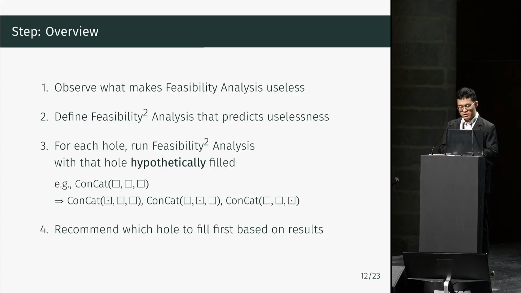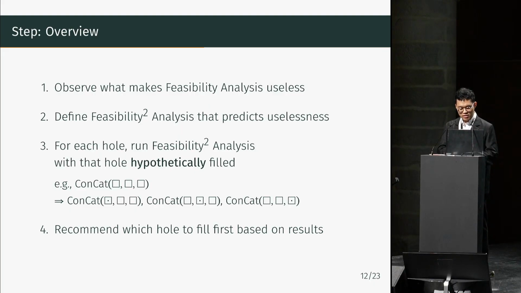And now I'll tell you the main idea. I first observed what makes feasibility analysis useless. And then I defined feasibility square analysis that predicts the usefulness, which comes from the first item. And then we should recommend the whole filling order by the feasibility square analysis.